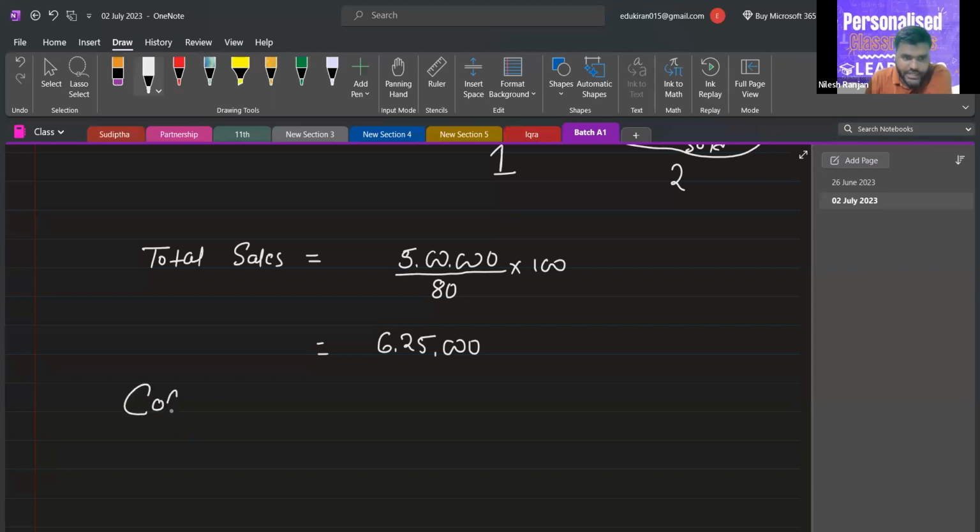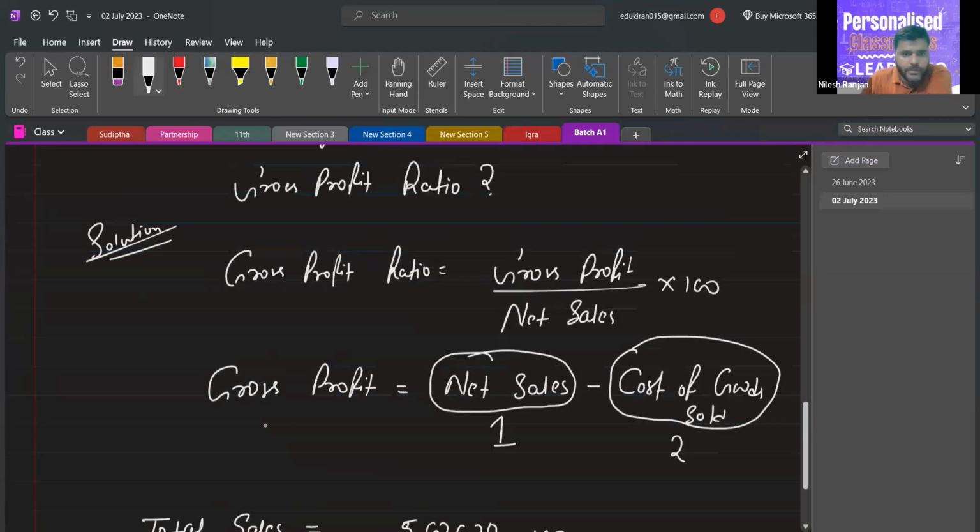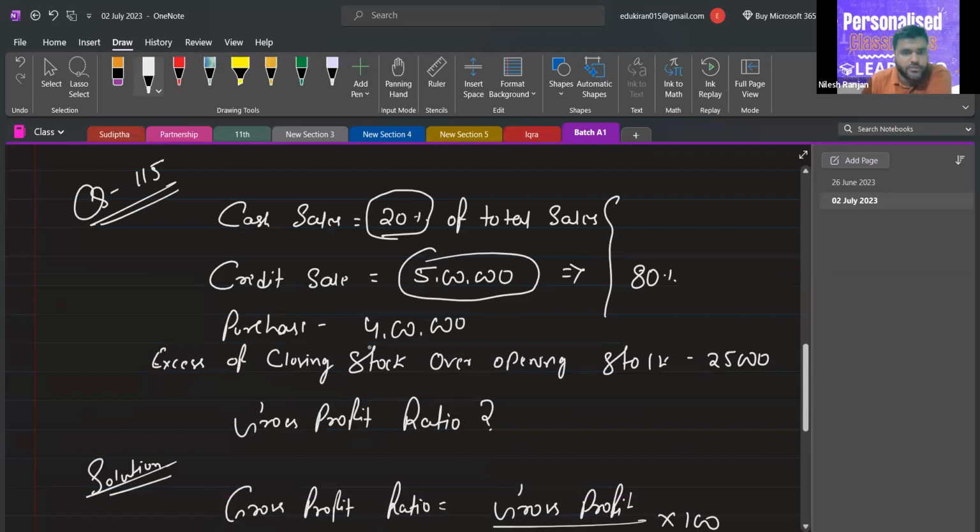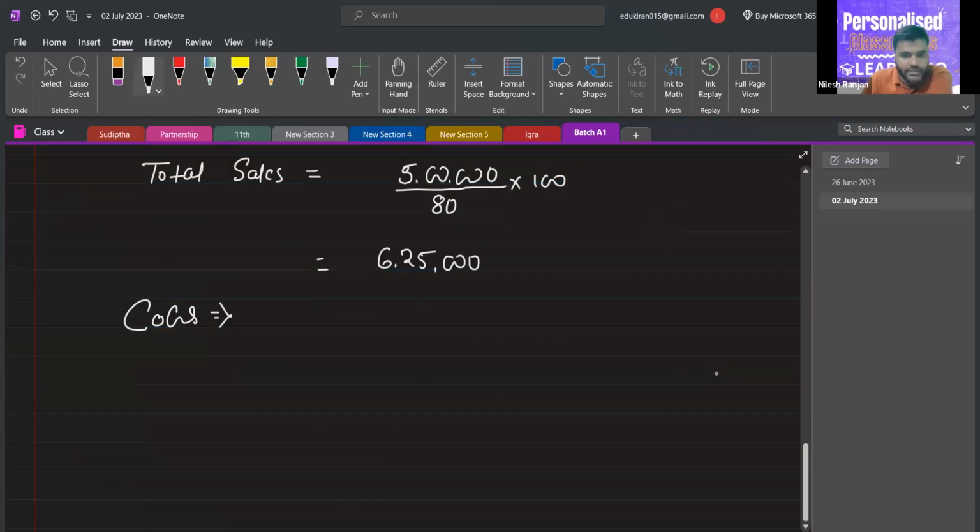Cost of goods sold. The second information that we have to find is cost of goods sold. Now, for cost of goods sold, we use opening stock, closing stock, and purchase. And if direct expenses are given, then we will use them. Otherwise, we will ignore direct expenses. So opening stock is not given and closing stock is also not given. But it is given that excess of closing stock over opening stock is 25,000. Now, let's see how the formula will use this information.